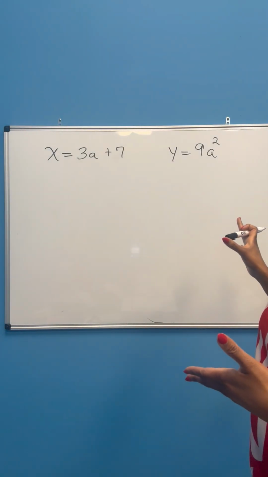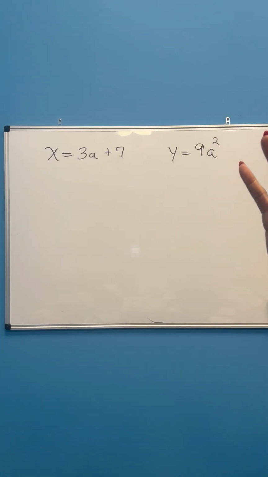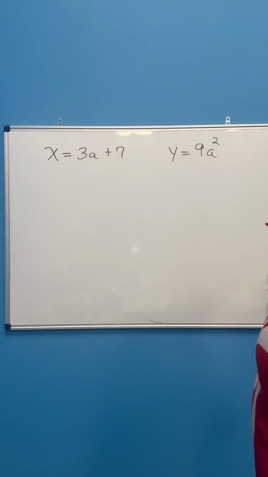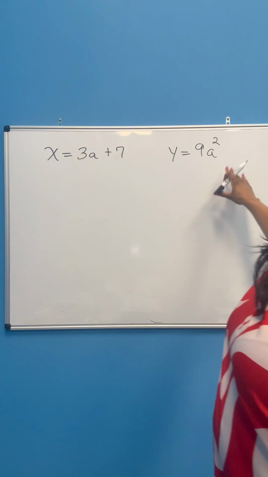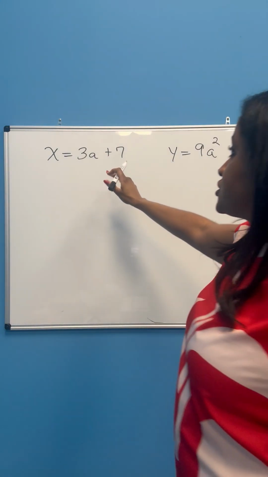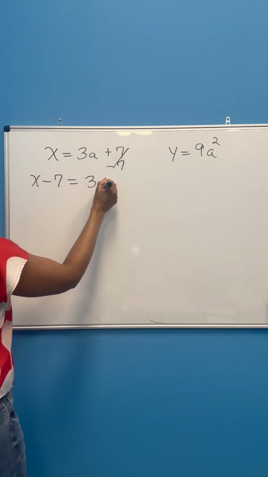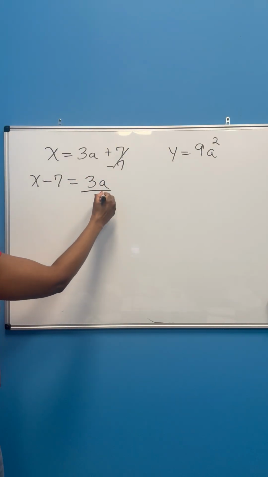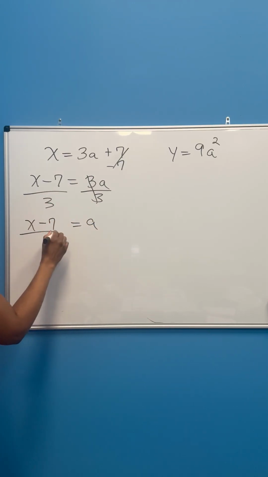In this problem, the question asks: what is y in terms of x? So I need to figure out what y is in terms of x. I have x minus 7 equals 3a, and y equals 9a squared. What they have in common is a, so I'm going to solve for a in the first equation. Divide by 3, and now I have a equals x minus 7 over 3.